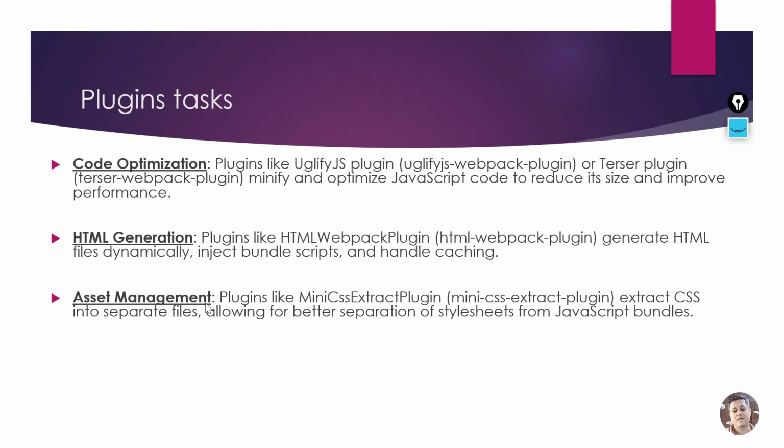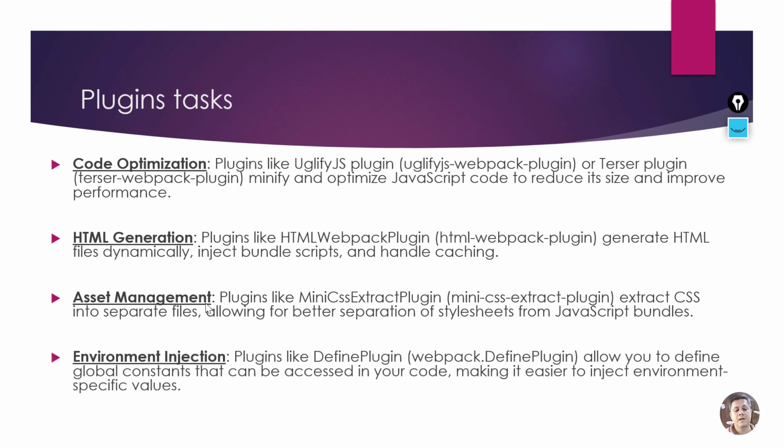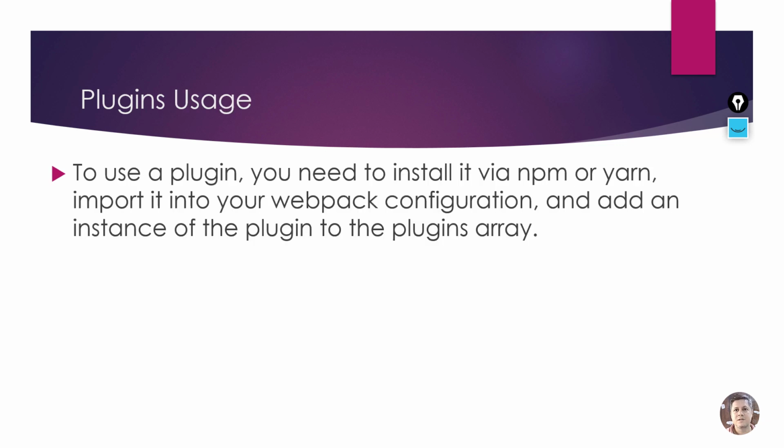Asset management. CSS files are extracted into separate files, and for that you can use the mini CSS extract plugin. For environment injection, you want to use some environment files like .env. For that you can use the webpack DefinePlugin. What that will do is take all the variables from your environment variables and keep them in your code like process.env.something. I'm not going to explain how environment variables work. As a React developer or an Angular developer, you might already know how environment variables work.